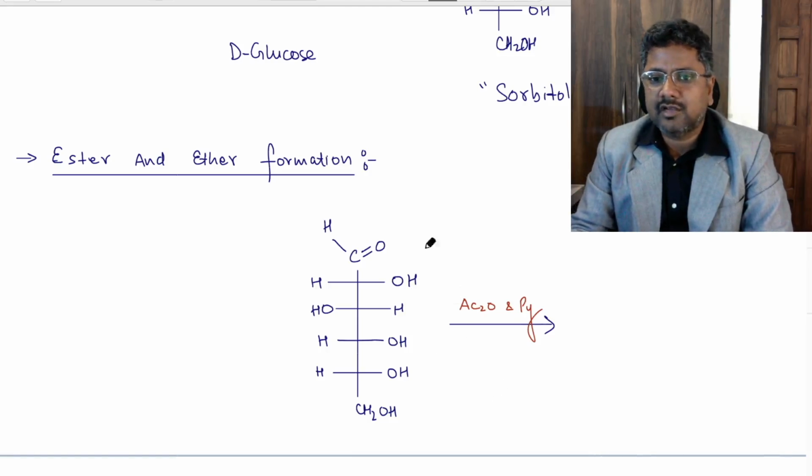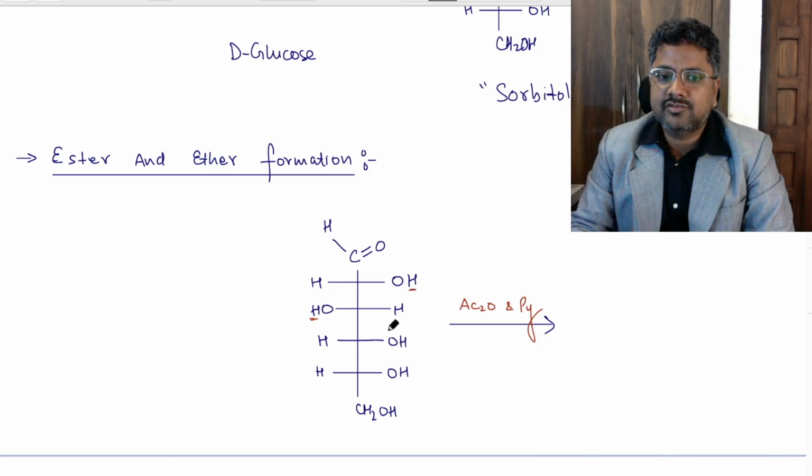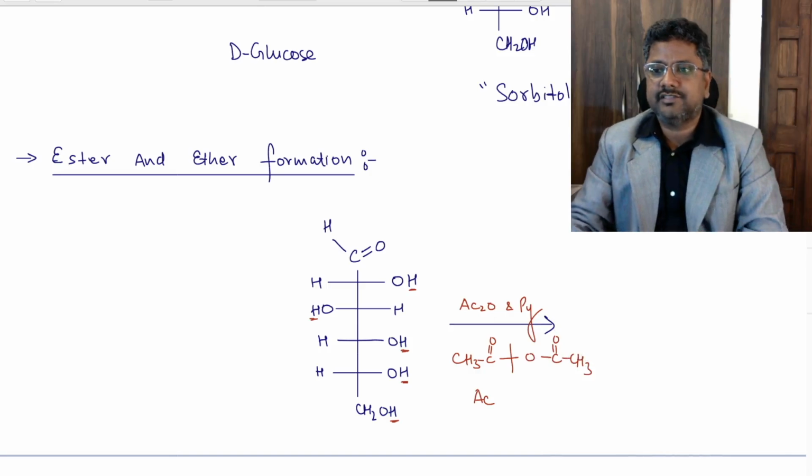See, all of you know this is a protection of OH group by acetylation reaction. So here you will get ester. So this hydrogen, this hydrogen, this hydrogen, this hydrogen, and this hydrogen, all they are replaced with this group, COCH3. This is called Ac group. And Ac2O is (CH3CO)2O, so this is the formula of this.